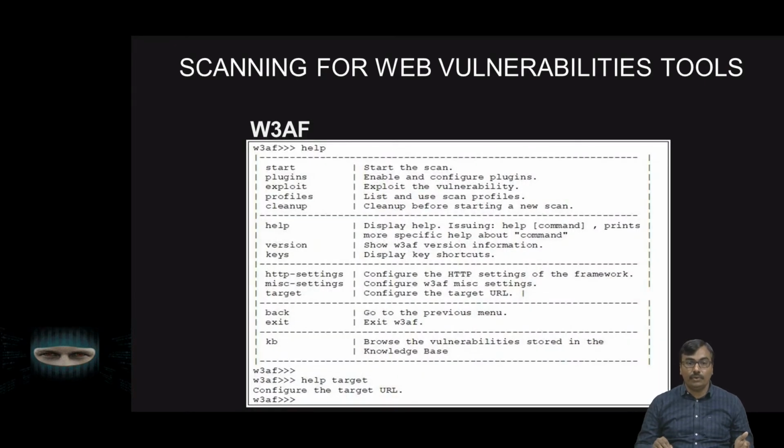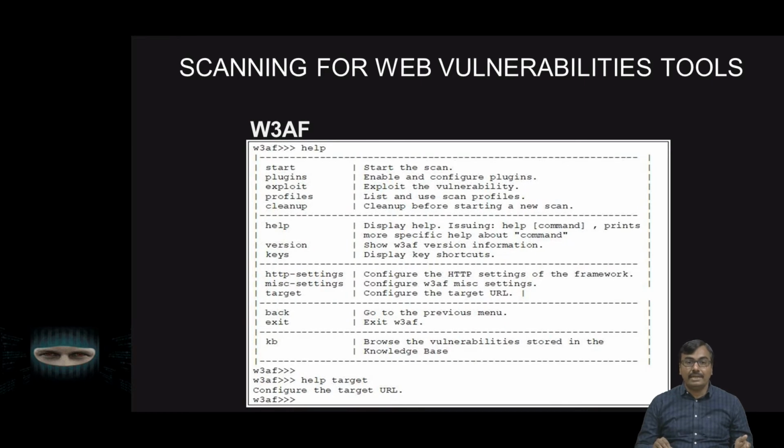So this is a snapshot of W3AF where, through the help command, we can get the list of commands which are available in W3AF. So start will start the scan. Plugins, as we have discussed earlier: audit, crawl, attack, these are the plugins. So we can enable the plugin also, exploit the vulnerabilities, profiles are there, cleanup before starting a new scan. So it will clean up the files and dumps also. Help will display the help regarding the commands of W3AF. So we have to enter help, then whatever command you would like to get help for.